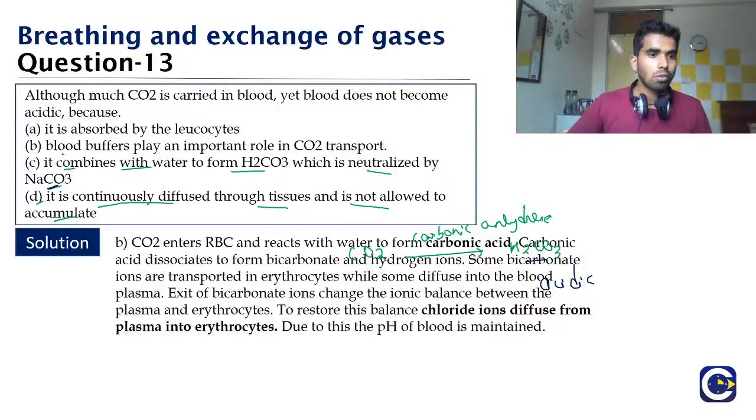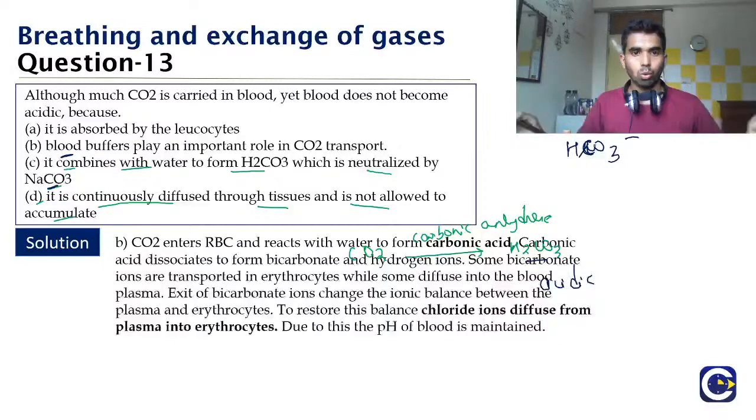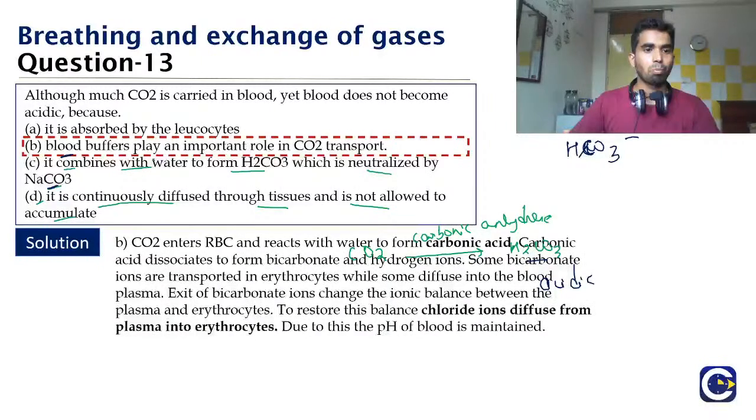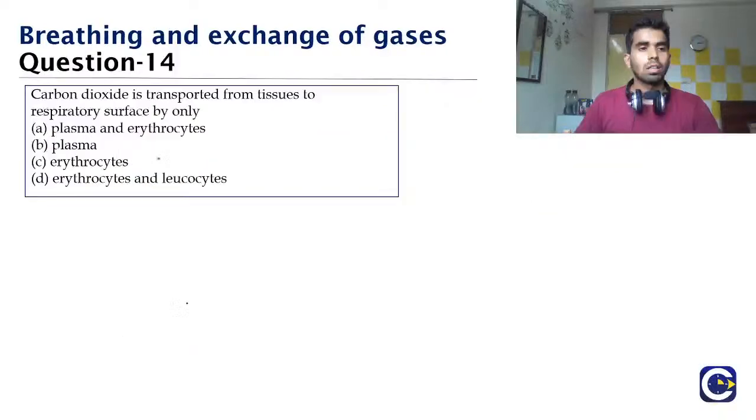So there are certain buffers present in the blood, and bicarbonate itself will neutralize the pH change in our blood, and hence the pH will be normalized throughout, even if you go on increasing the carbon dioxide. So the correct answer, as Kavya already pointed out, is option B. That is, blood buffers play an important role in the carbon dioxide transport. Now coming to question number 14. Question number 14 says that carbon dioxide is transported from tissues to the respiratory surface by only.